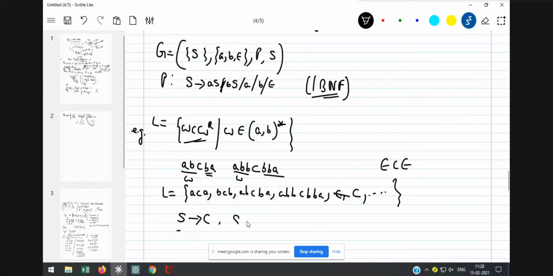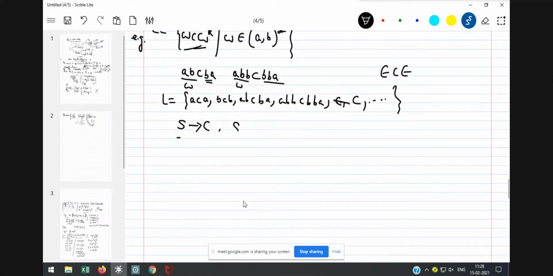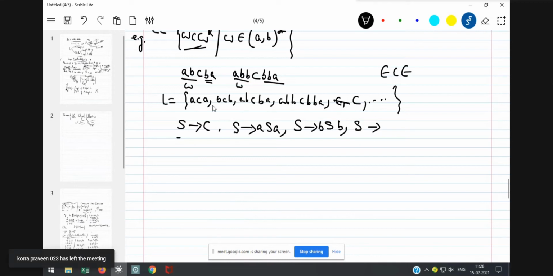And then next one, ACA. I mean, S we could replace by C, so there comes this one. And then what else? BCB. Instead of S, I could insert this one. And then I can generate this, this I can derive.